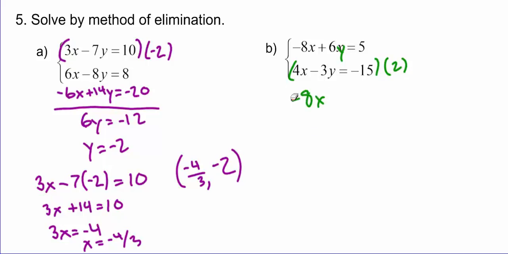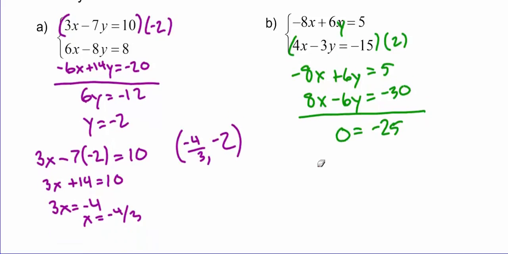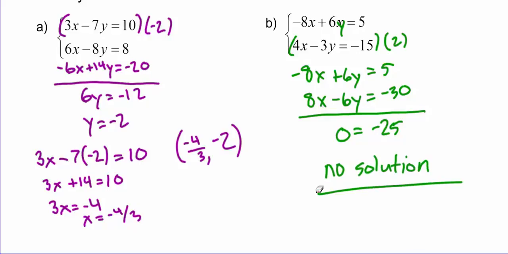Now first, I'm going to rewrite the first equation, negative 8x plus 6y equals 5. Now I'm writing the second one, 8x minus 6y equals negative 30. What is going on here? That's 0. That's 0. 0 equals negative 25. What's happening here? Well, 0 is not equal to negative 25, is it? So that's a no solution situation.